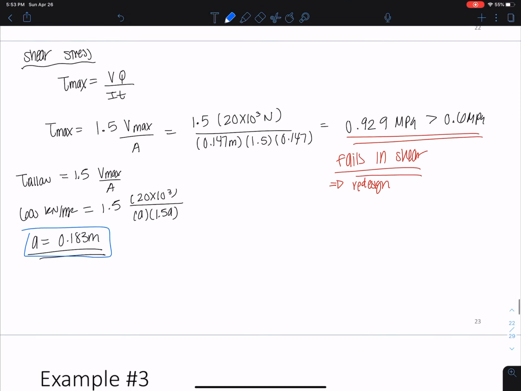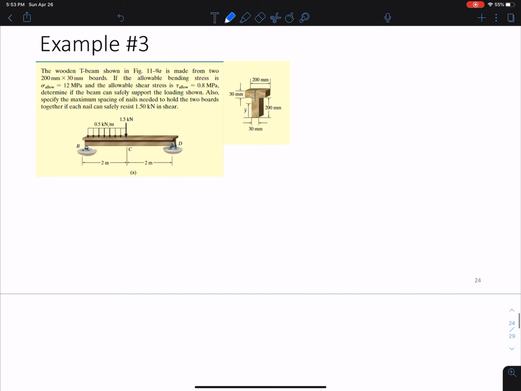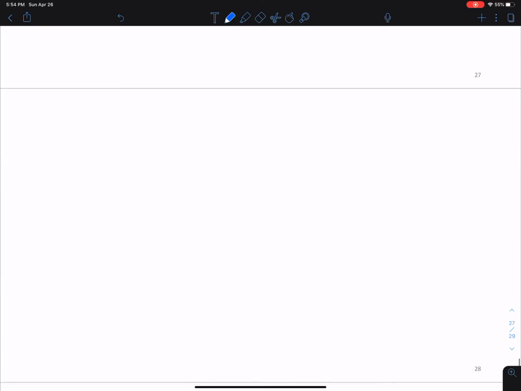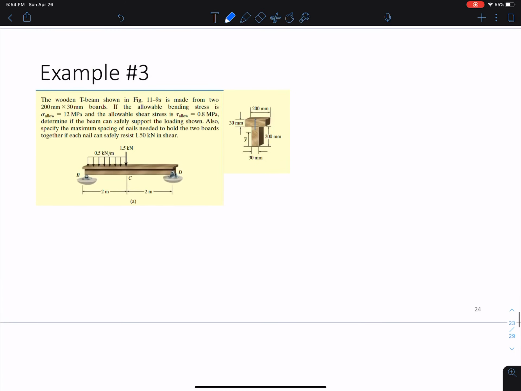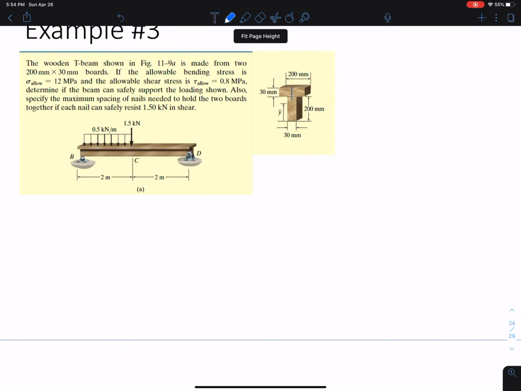Okay, so I think this is our last one for this topic. Let's do one more. And I'm going to post a final review for you guys too, that will let you see some more difficult problems and how to apply and solve for those. But really, these three problems will cover everything you need to know about beam design, and then just apply it to maybe some more difficult problems.